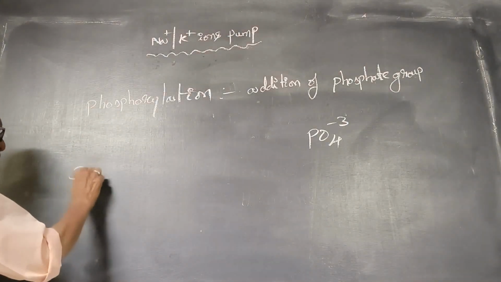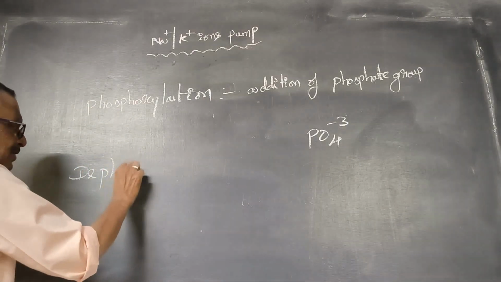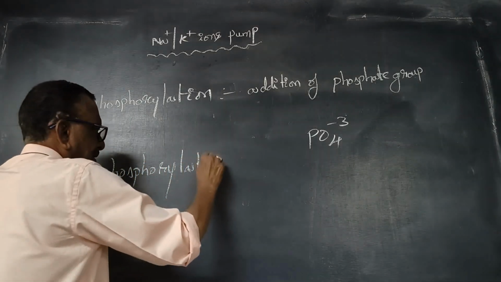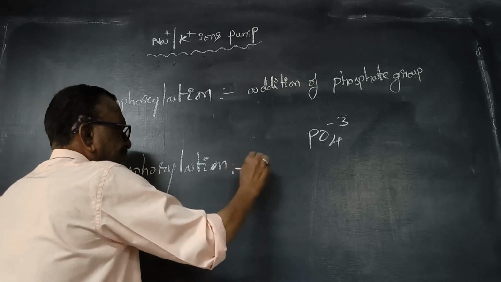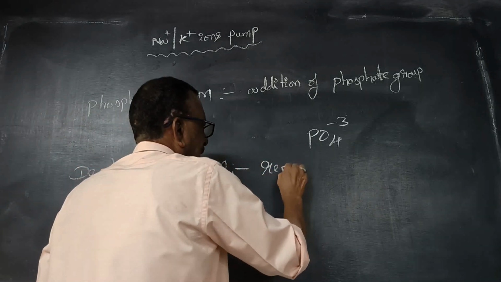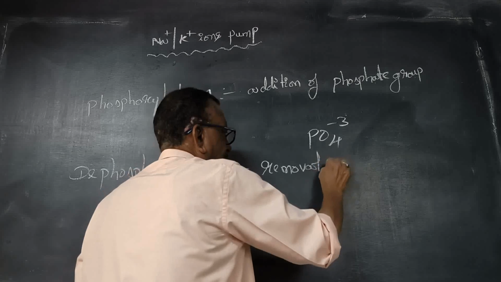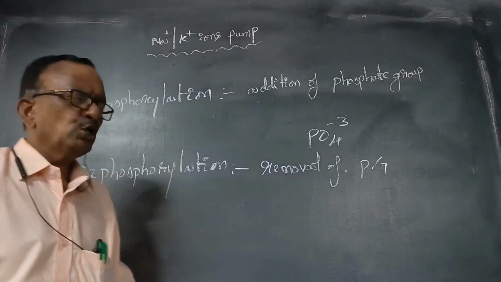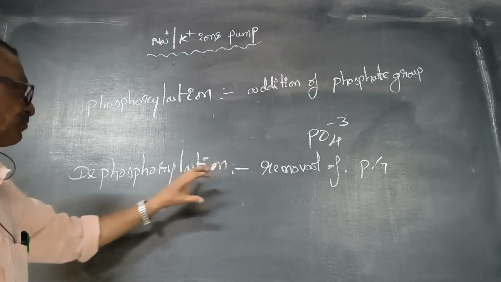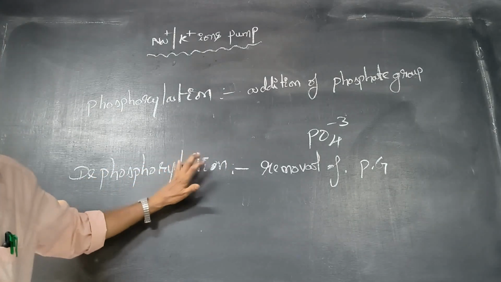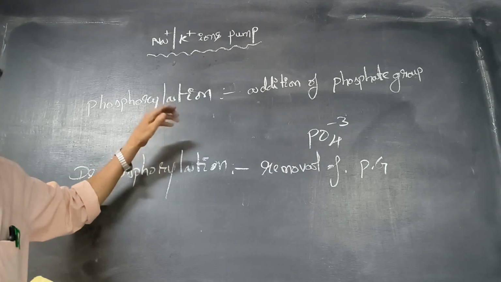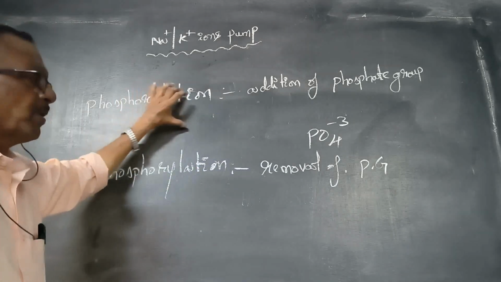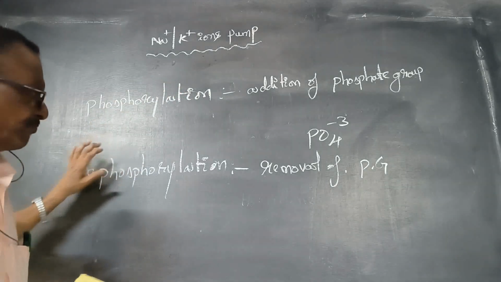Now another one I mentioned, dephosphorylation. This is removal of phosphate group. So removal of phosphate group is called dephosphorylation. Now I am taking serine as an example, and let me explain that process. These are the two processes.